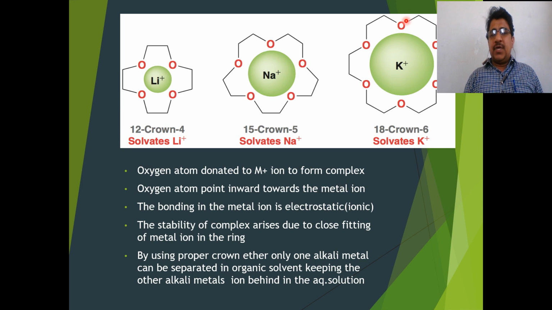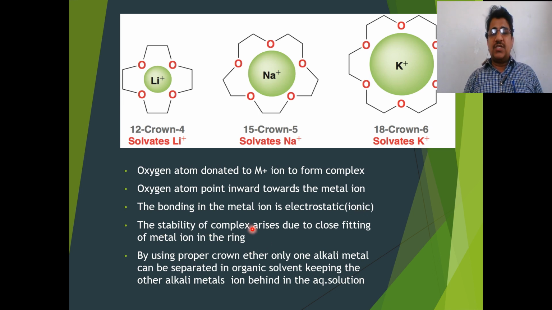Here the lone pairs point in the inward direction, all pointing towards the metal ion or metal cation. Now the bonding in the metal complex is electrostatic or ionic. So the bonding is totally ionic, that is K plus has a plus charge and the oxygen a partial minus charge. Therefore the plus and minus form an electrostatic or ionic bond.